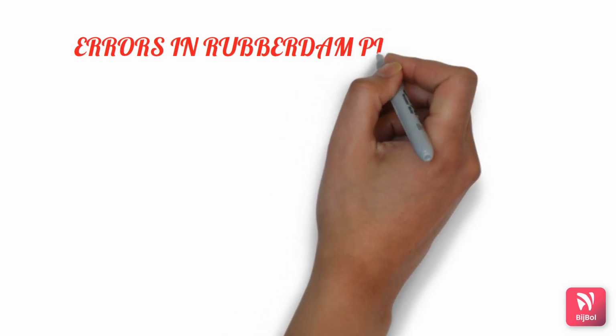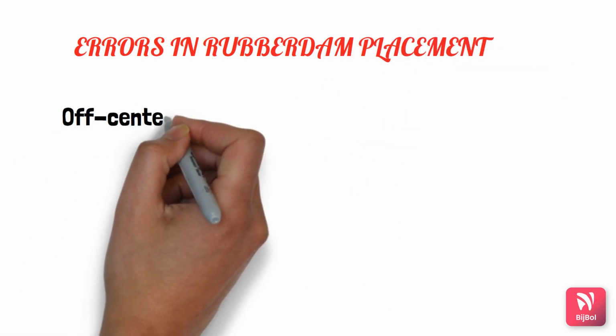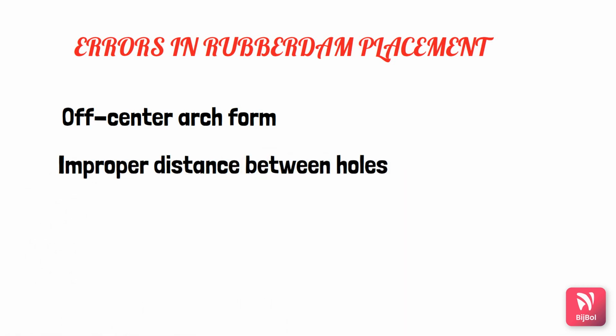Next is the errors in the rubber dam placement. One of the errors may be the off-center arch form. It may be caused due to the improper hole placement. So the excess dam material can be folded under the nose or cut from under the patient's nose so that it can be prevented. Next is the improper distance between the holes.